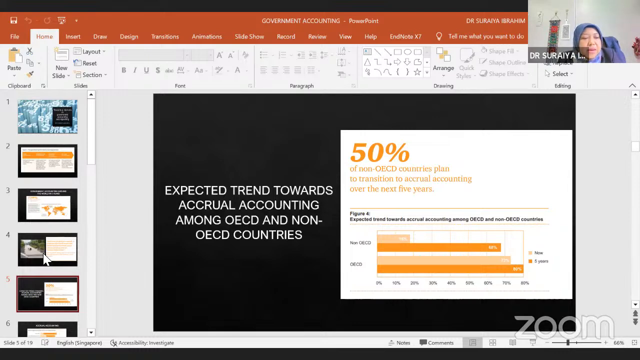Okay, with certain exceptions, nevertheless, for the 7% of countries that currently follow cash or modified basis of accounting, they indicate that they expect to implement full accrual accounting over the next 5 years, bringing the total adoption rate up to 80% having accrual basis accounting.